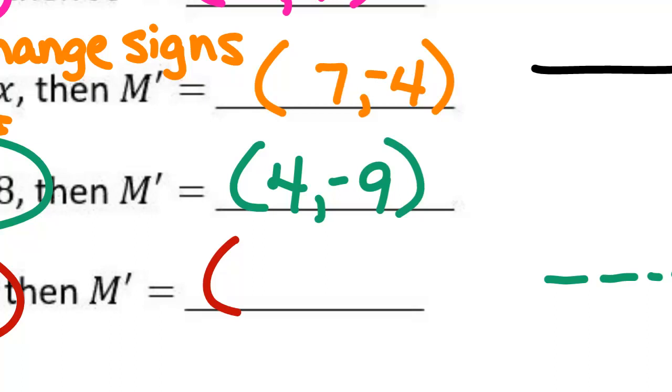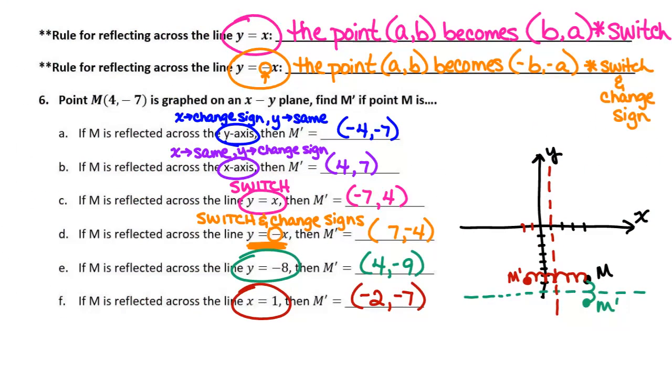I'm not still over here at 4. Now it's where? -2. But we didn't move up or down at all. So it's still at -7 there.